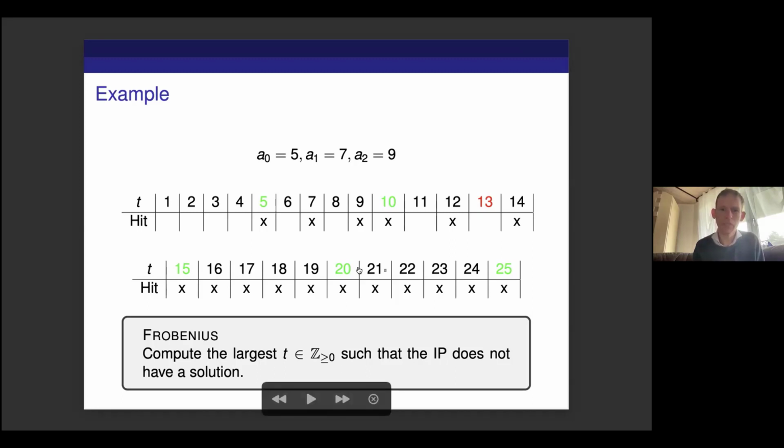The issue is we can easily decide if we are larger than the Frobenius number, or let's say larger than delta squared, a_n squared, then we can easily compute a solution by using the extended Euclidean algorithm. So the problem is not even NP-complete anymore. So it's not a good idea to use proximity here.